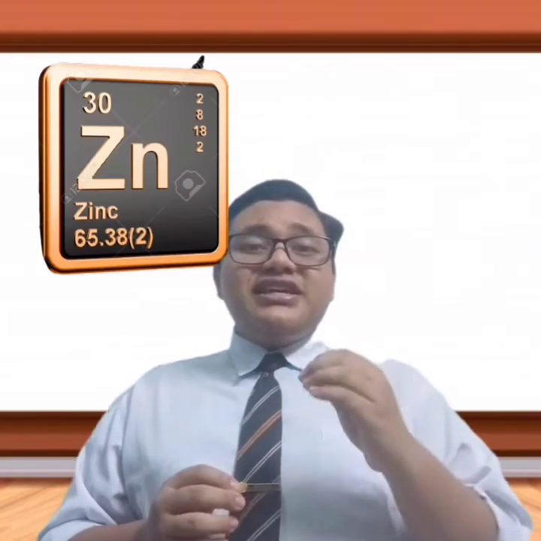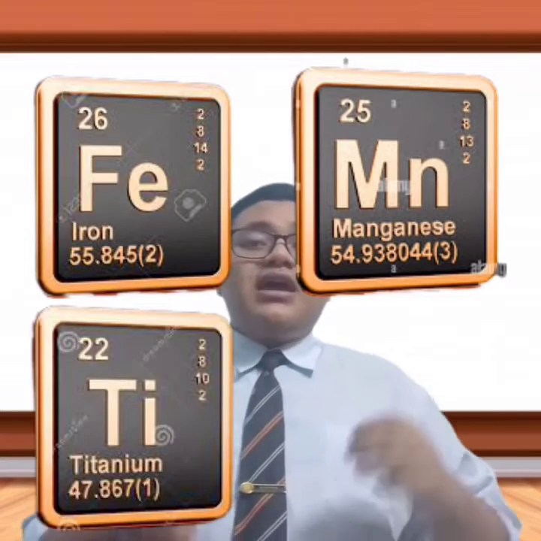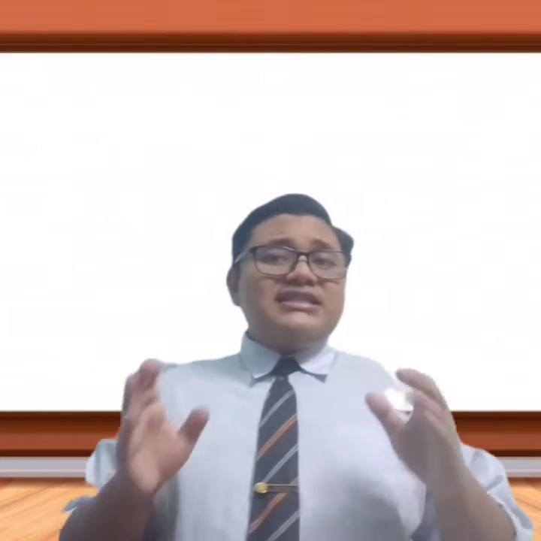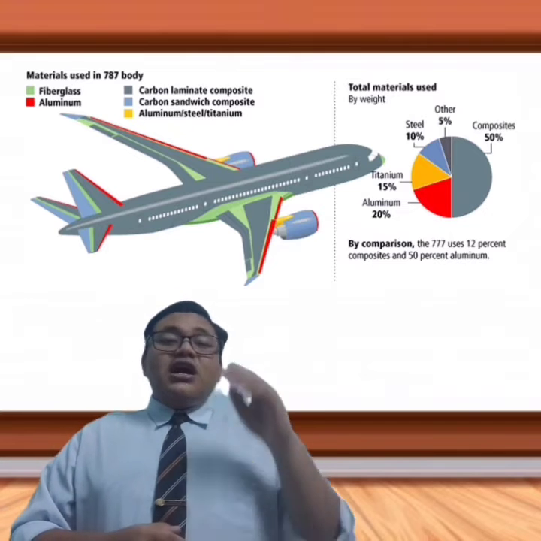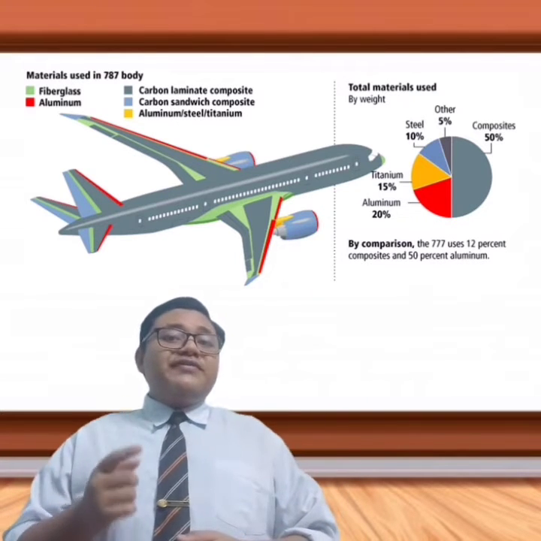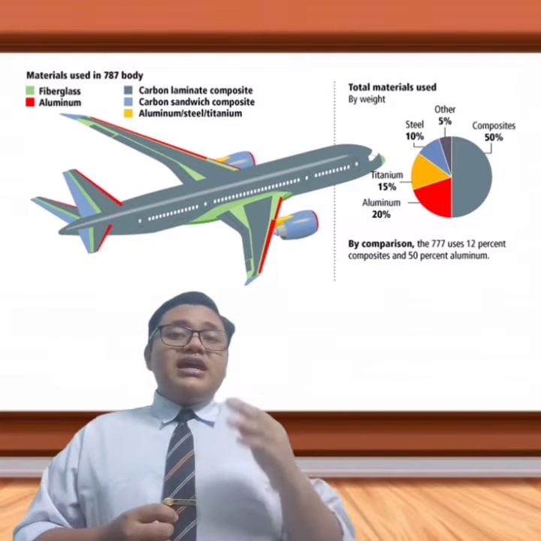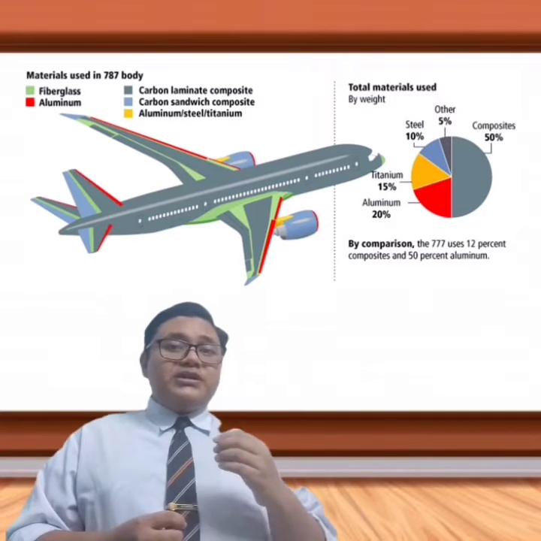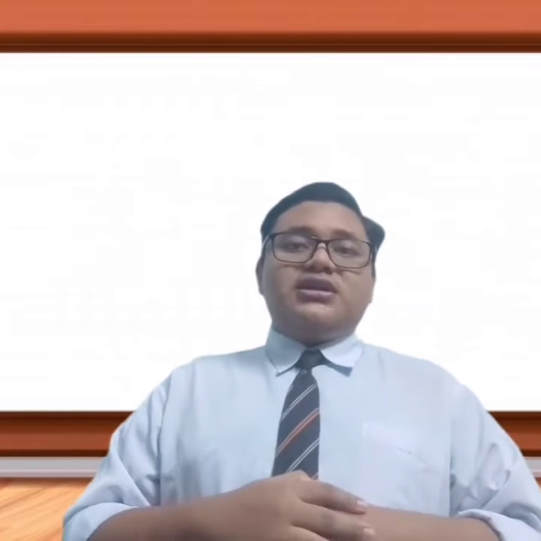Common elements included in aluminium alloys are zinc, magnesium, copper, silicon, iron, manganese, titanium, and chromium, but the largest element percentage is aluminium. For example, the composition of aluminium 7075 is 90% aluminium, 5.6% zinc, 2.5% magnesium, 0.23% chromium, and 1.6% copper. But these percentages also depend on manufacturing factors.